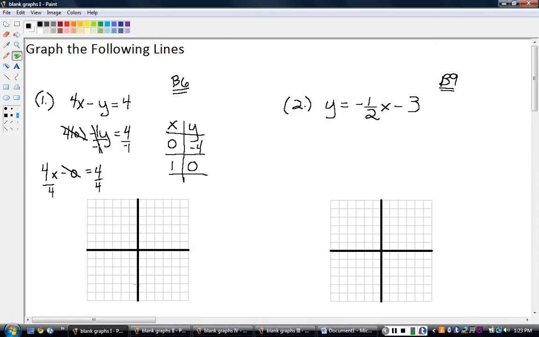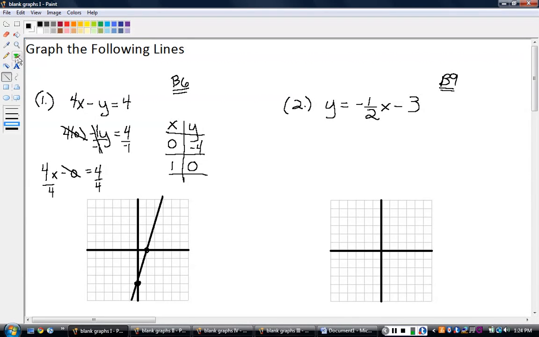Okay, so 0, negative 4 is down here. 1, 0 is right here. Alright, and there's my 2 points, and then I draw a line through those 2 points. Remember that? And my line looks something like that. Okay? Alright, so now let's take a look at this next problem.